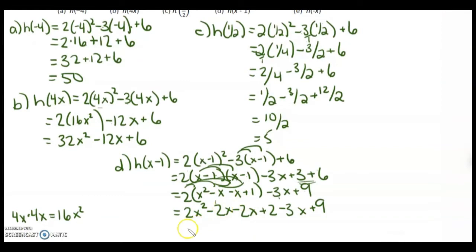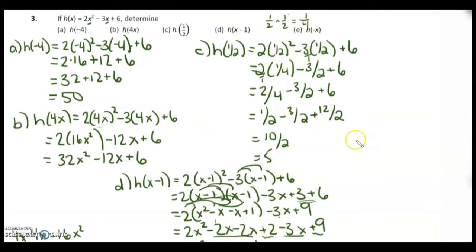Okay, so all we have to do here is collect like terms. We only have one x squared term, so we have 2x squared. We have 3 terms with an x in it, so negative 2, negative 2, and negative 3. We get negative 7x. And then we have plus 2 plus 9, so plus 11.